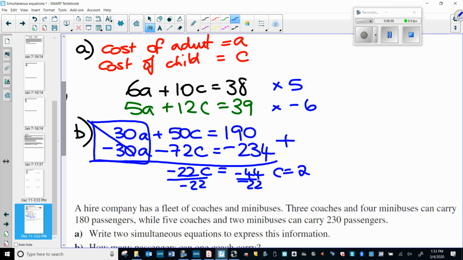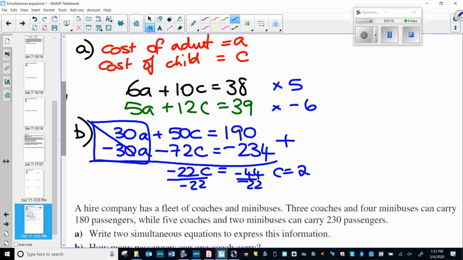You don't want to find out what A is? They do, actually, in this one. You have to put it back into it. You do, in fact. And remember, you can choose any of your equations, so either the ones you've multiplied or the originals, to find out c.